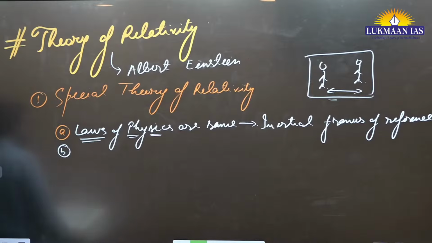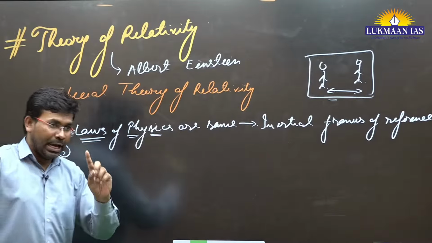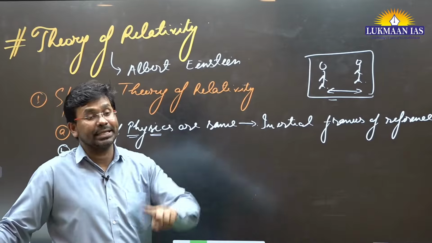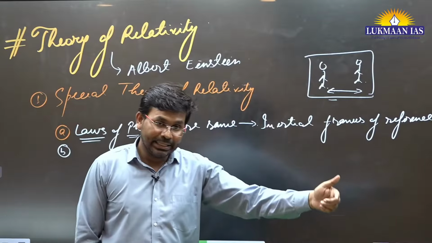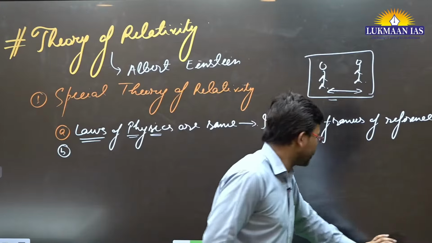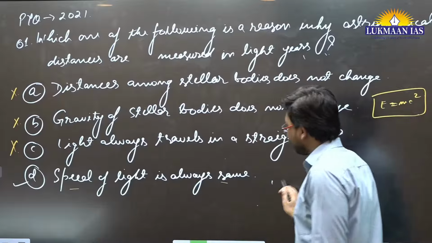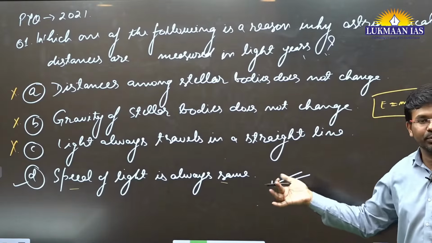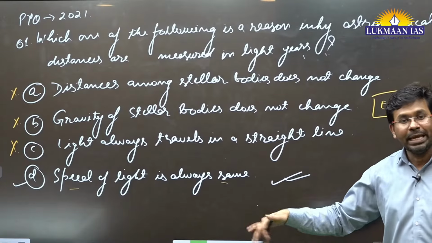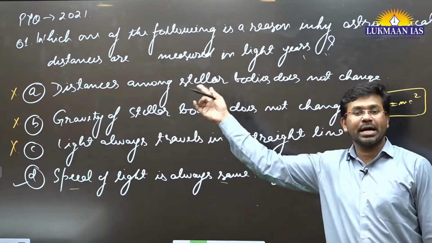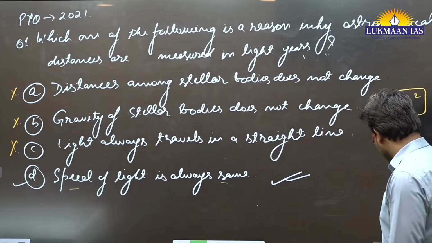What was the second thing? The second thing is that the speed of light in a vacuum is constant, right? Albert Einstein postulated this in 1905, and that is the answer we have given to the question: the speed of light is always the same in vacuum. So this is what is postulated by Albert Einstein. This was asked by UPSC in 2021.